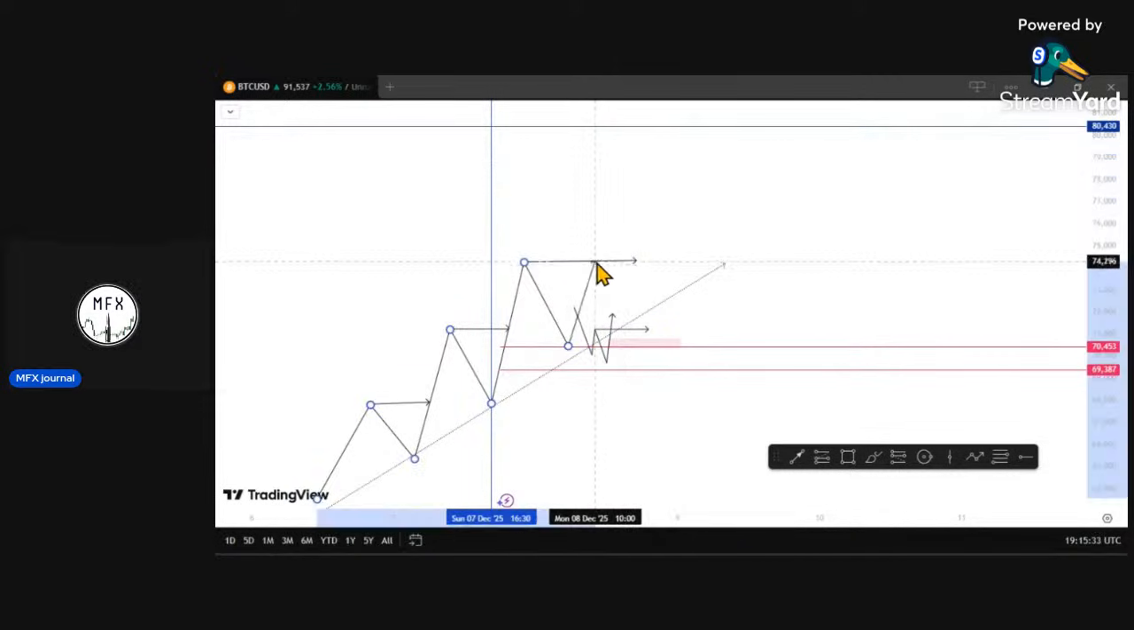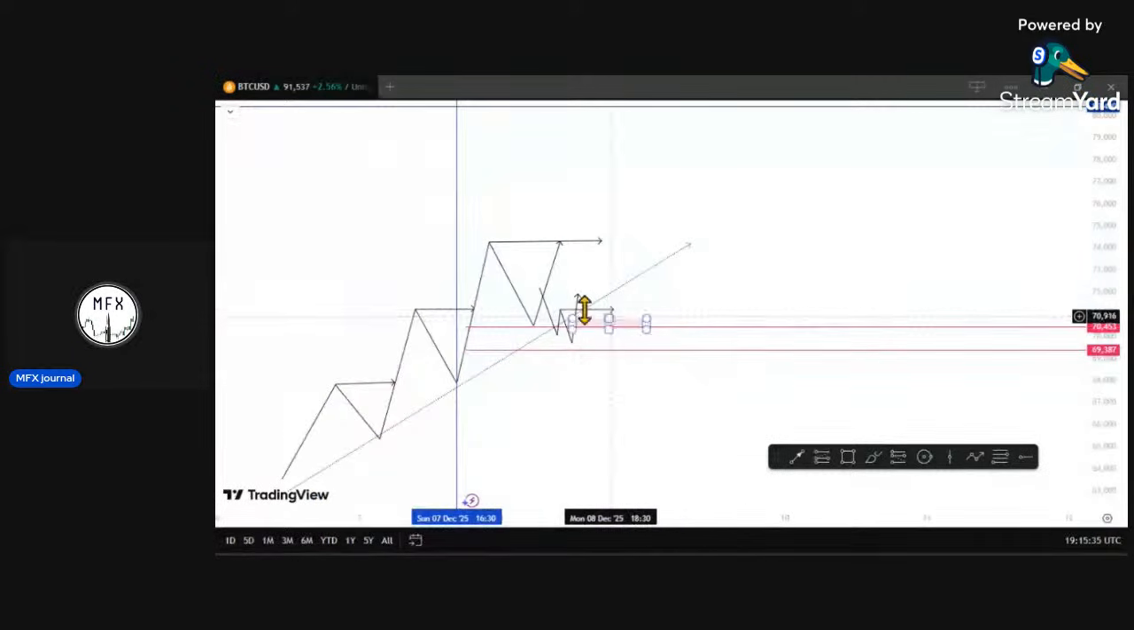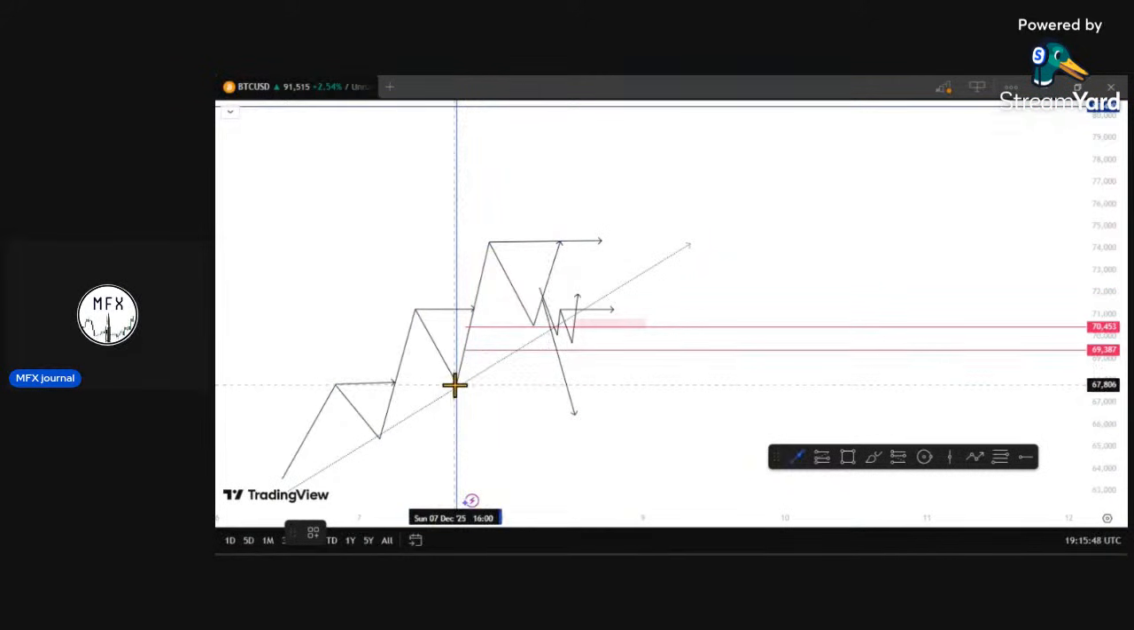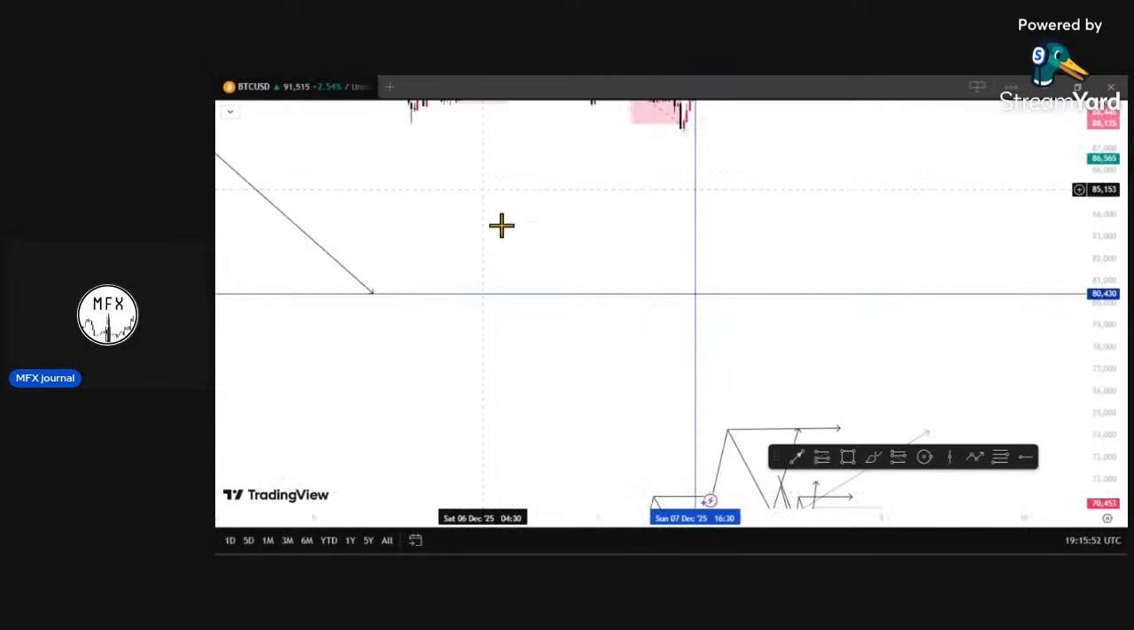Is for price to take out this high. And it works most of the time, except price decides to invalidate this place and go down. That means breaking this low, and therefore the direction begins to change. Let me show you an example.